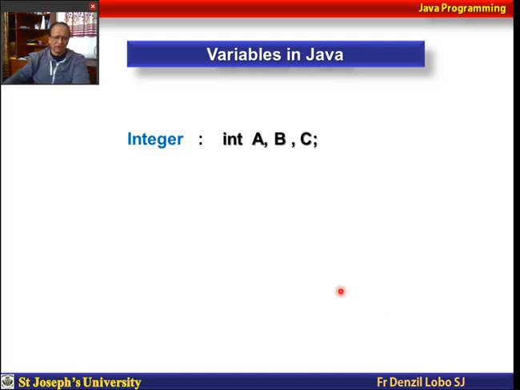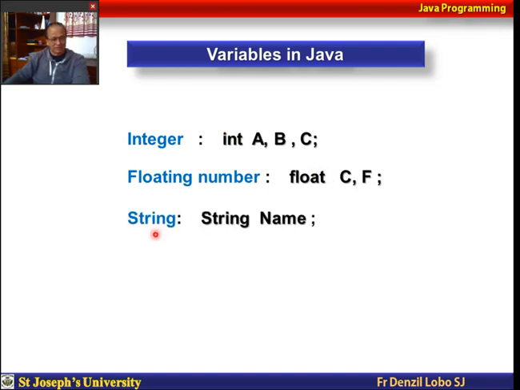You're familiar already with the integer variable. For example, how do I declare it? So int a, b, c. I have declared here three integer variables. For example, a floating number. To declare a floating number, I say float c, f, as we have done in C programming. Same thing, but there is a difference here.